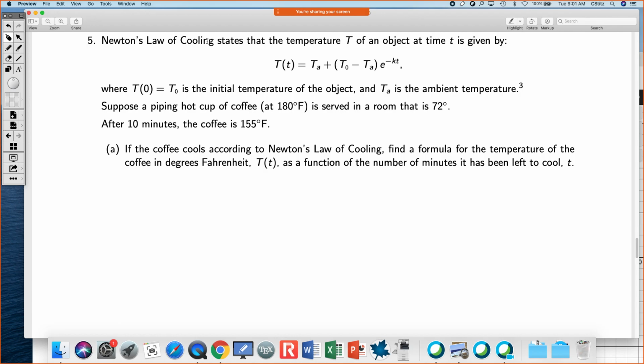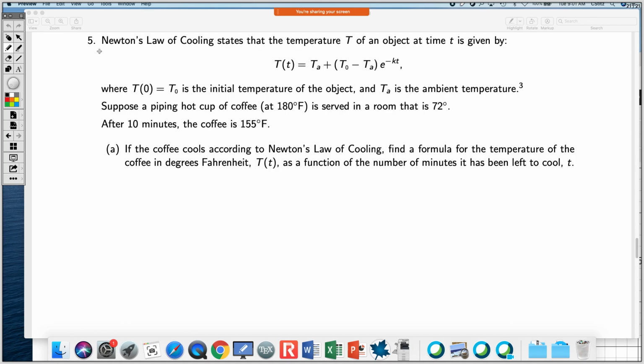Number 5 introduces us to a type of limited growth model, Newton's law of cooling. Whereas in the unlimited scenarios, the rate of increase or decrease is directly proportional to how much you have. So the more bacteria there are, the faster they grow. The more material you start with, the faster it decays. Newton's law of cooling puts some kind of condition, some kind of limit.